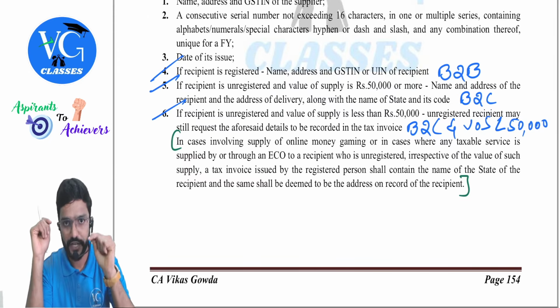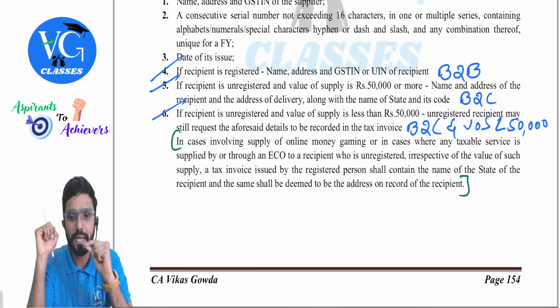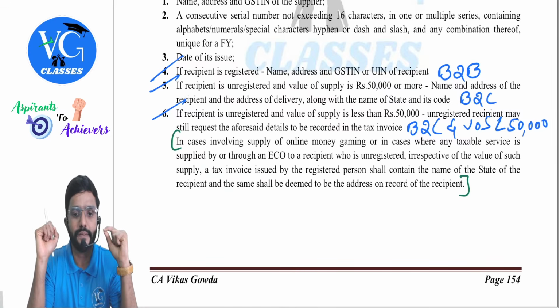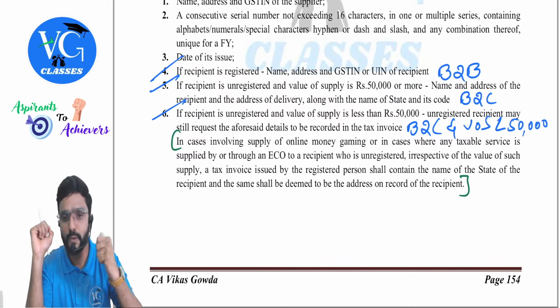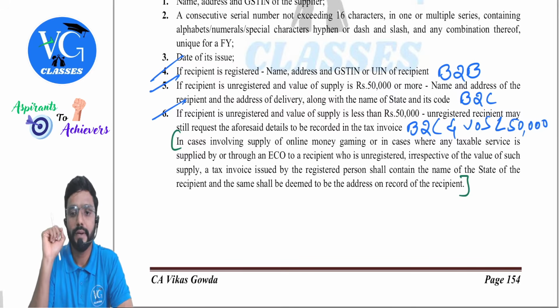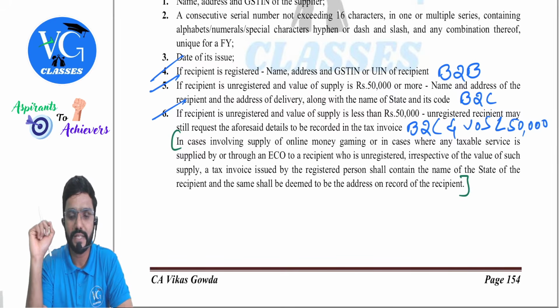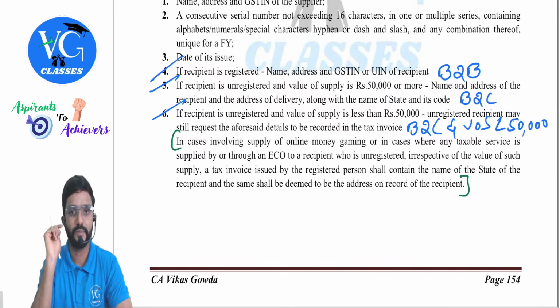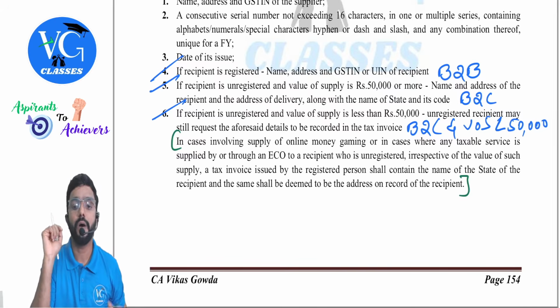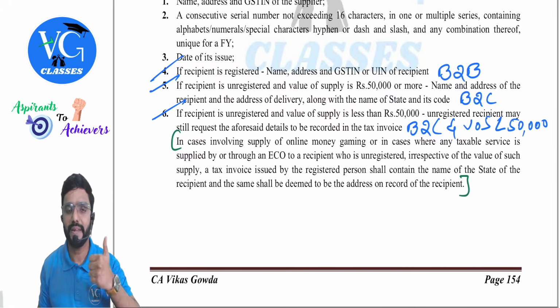Please observe, guys. The clarification is with respect to this. Please pay attention. In cases involving supply of online money gaming or in cases where any taxable service is supplied by or through an e-commerce operator to the recipient who is unregistered, that is B2C supply, irrespective of the value of such supply, a tax invoice issued by the registered person shall contain the name of the state of the recipient and the same shall be deemed to be the address on record of the recipient.